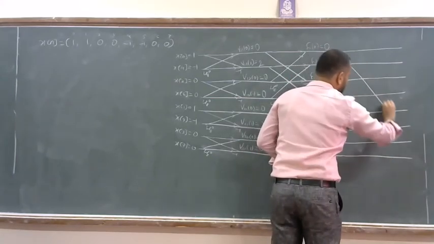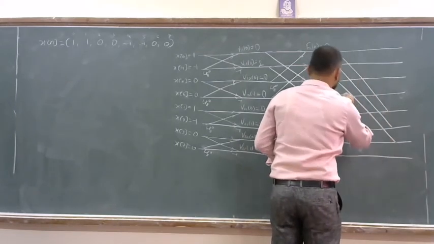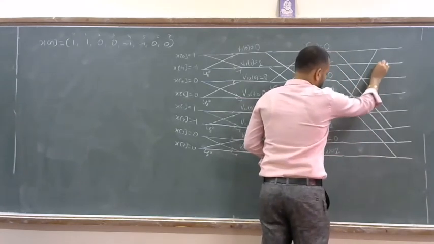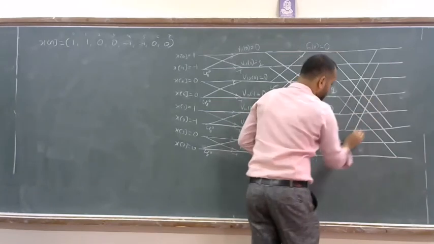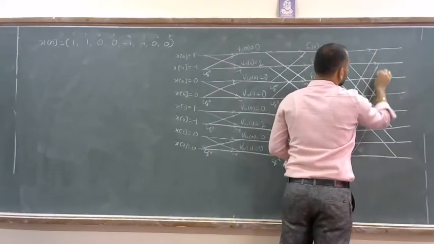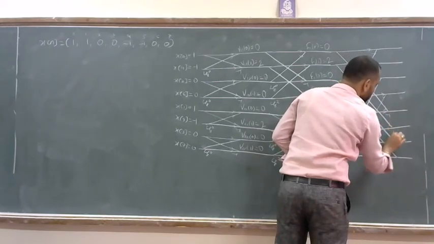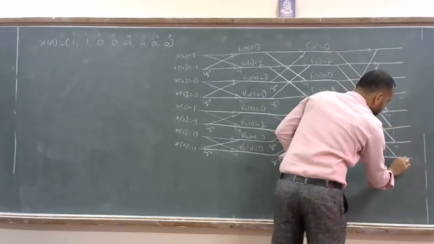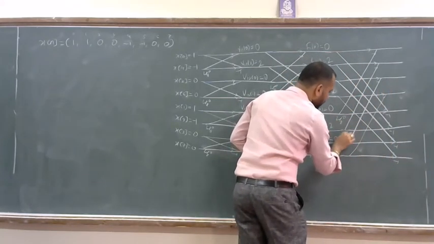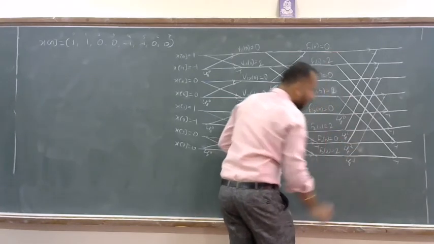This is clear. Twiddle factor values: W80, W81, W82, and W83. Okay.